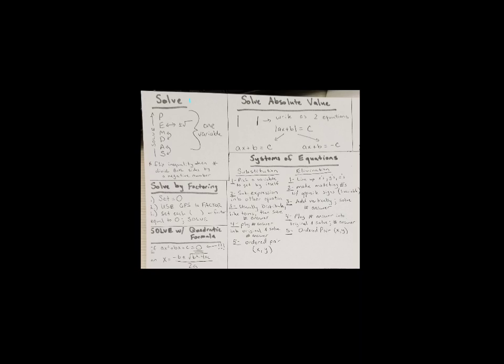So like numbers 1, 2, 3, and 4 will be using PEMDAS backwards. 3 and 4 will also be using this absolute value for equations. 5 and 6. 5 will be using substitution. 6 will be using elimination. 7 and 8 will be using factoring, which means also be using the GPS.